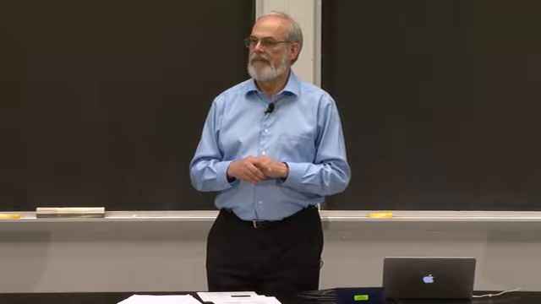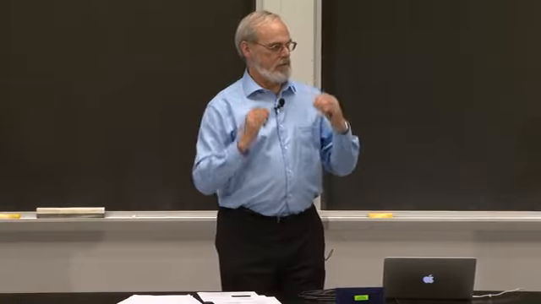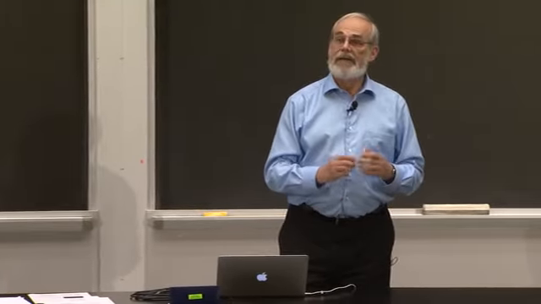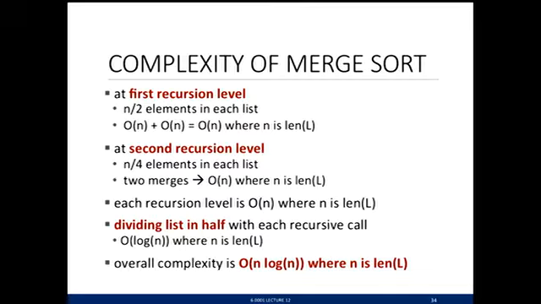How many times do I do it? Log n. So this is log n iterations with order n work at each step. And this is a wonderful example of a log linear algorithm. It's n log n, where n is the length of the list.